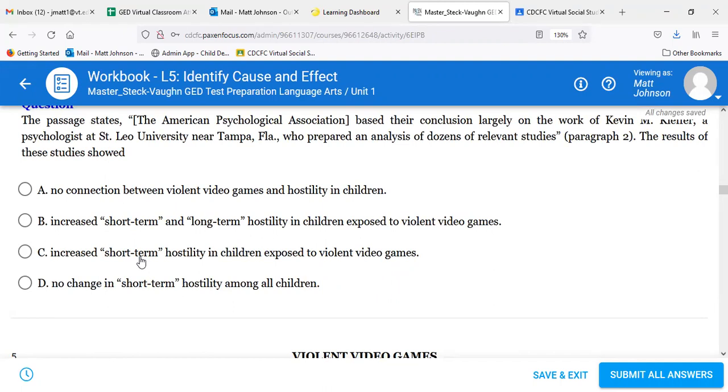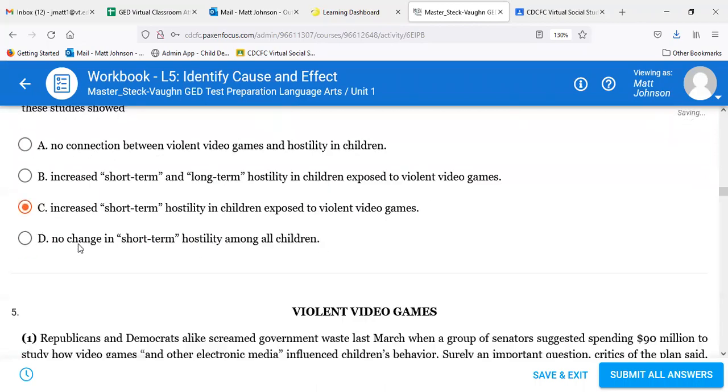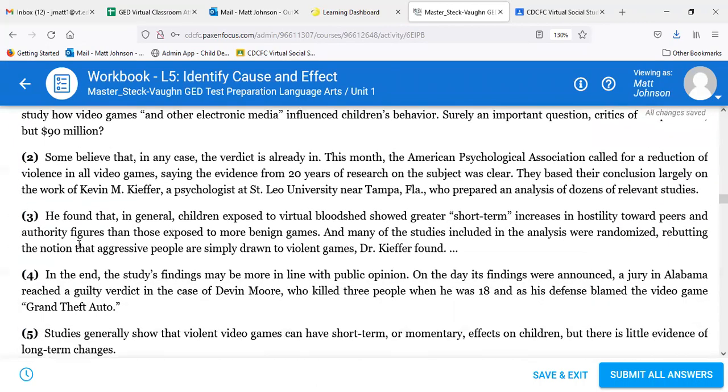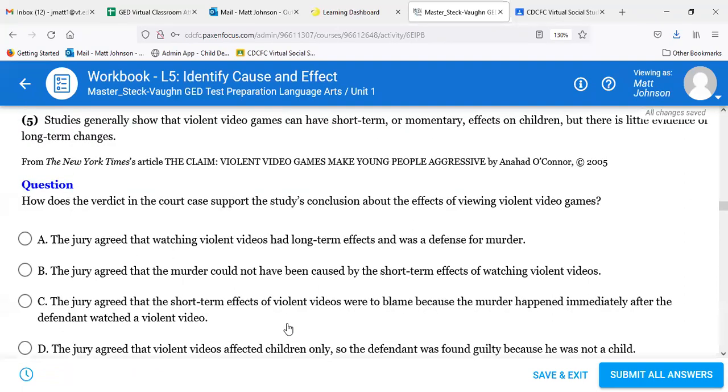C, right? It only showed hostility, a short-term hostility in children exposed to violent games. So that's a matter of detail, right? You want to check on your detail there when you're reading. That's one of those ones you might want to go back and reread where you found that information to make sure that you didn't miss anything.